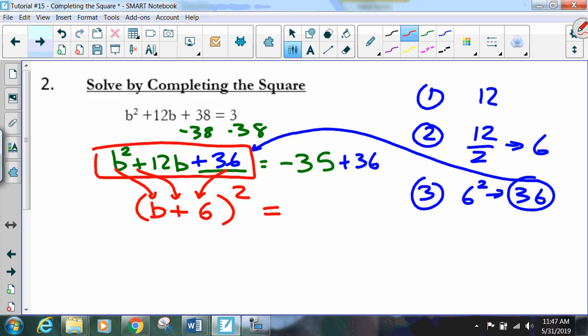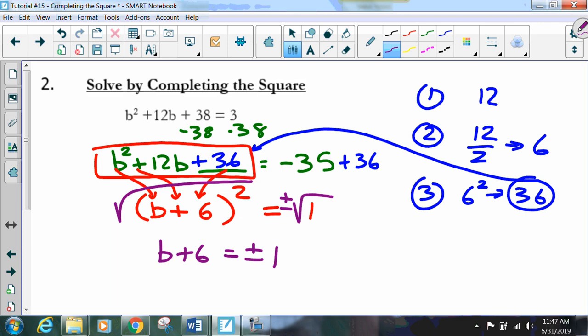All right, negative 35 plus 36 is 1. Yay! We can use the square root method, so let's go. We're going to go ahead and take the square root of both sides. We're going to remember to put a plus or minus in front of 1. So we get b plus 6 equals plus or minus 1.